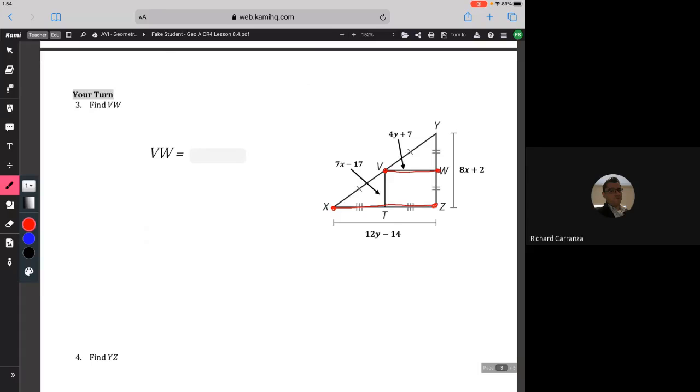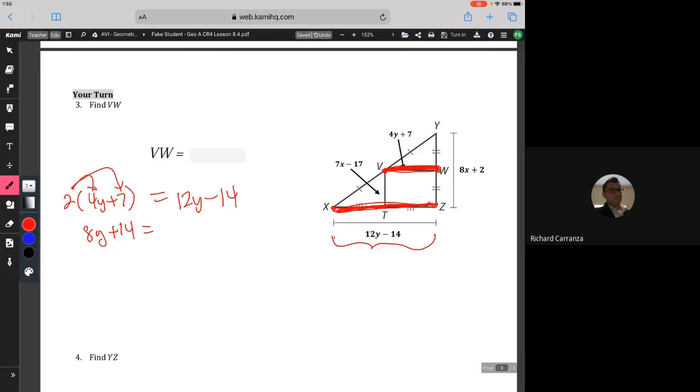So I know that if I multiply the middle one by 2, so 2 times 4y plus 7, that's equal to the bottom one, which is 12y minus 14. So notice I'm multiplying that small one to make it equal. That's my theorem. Multiply the small one and set it equal to the big one. And then I have to distribute the 2. I get 8y plus 14 is equal to 12y minus 14.